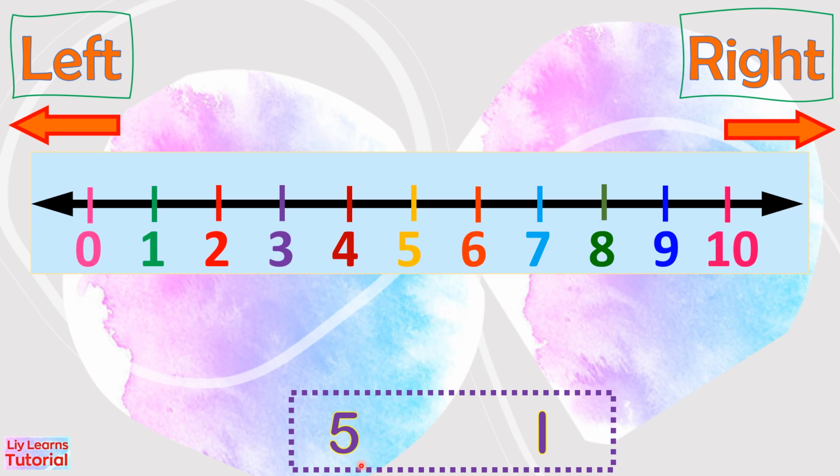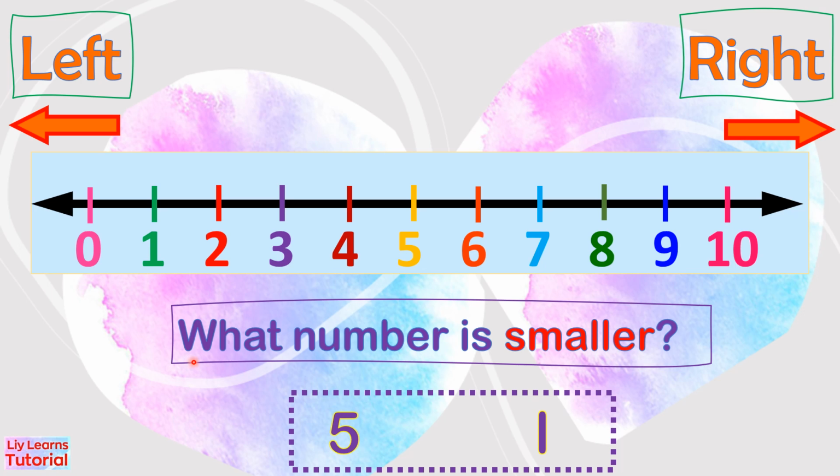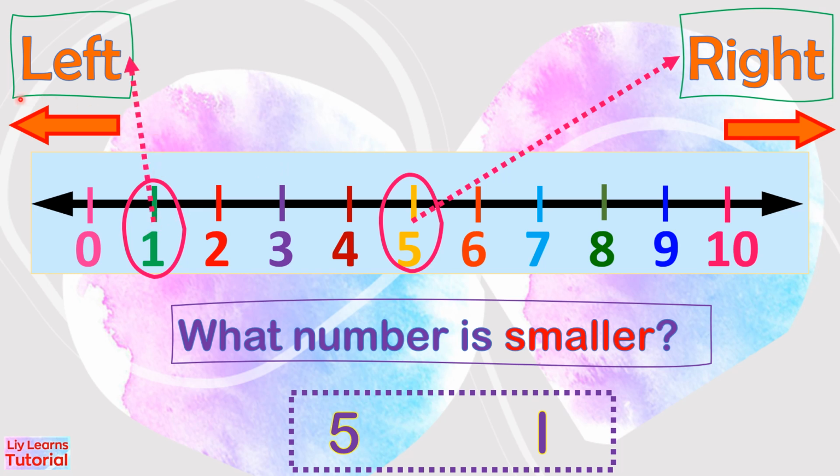Let's take another example, 5 and 1. But this time, we'll see what number is smaller. So first, let's circle 5 and 1. 5 is at the right side and 1 is at the left side. We say that numbers at the left side are smaller. Therefore, 1 is the smaller number.